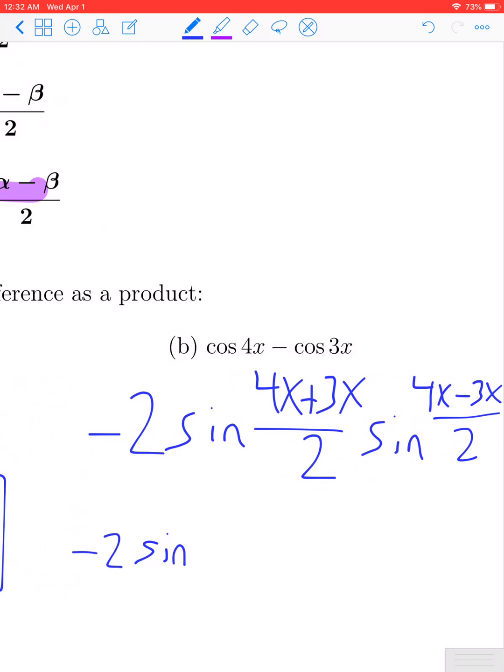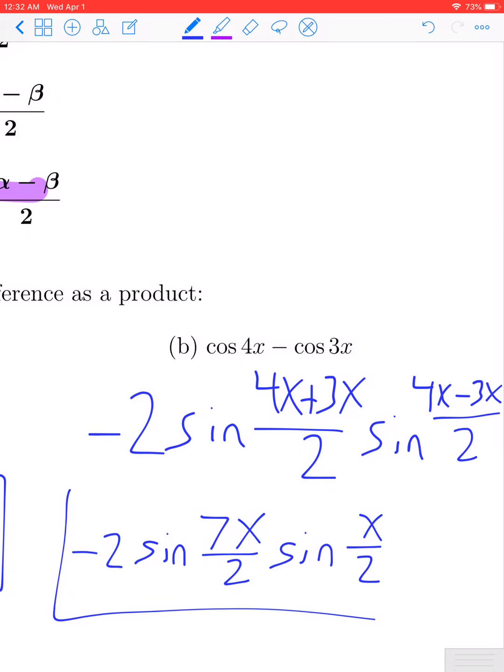This would be negative 2 times the sine of 7x divided by 2 times the sine of x divided by 2. And that's taken us from a difference to a product.